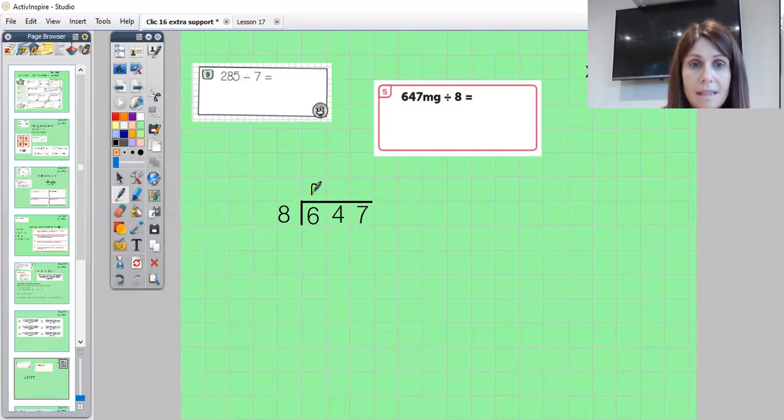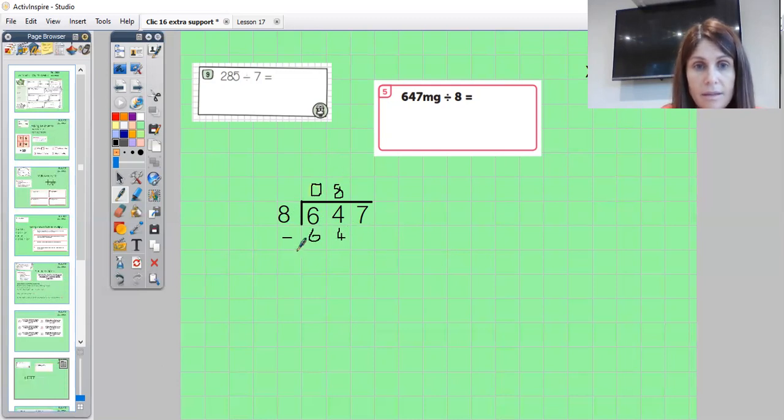So I have to put my 0 there. Sorry, I know it's awful. I can't write with this pen. So then I say, how many 8s into 64? I know that there's 8. And so 8 times 8 is 64. So I write the answer there. So this is 8 times 8.